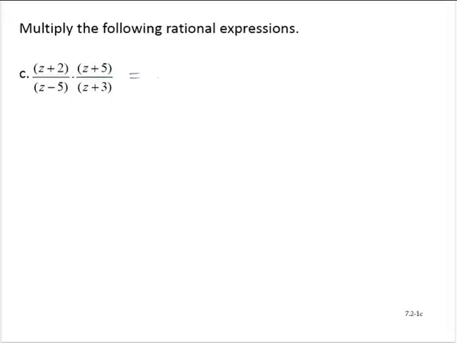So we simply write this as a single fraction of z plus 2 by z plus 5 over z minus 5 by z plus 3. And we leave it like that. There is no need to actually multiply out the numerator and multiply out the denominator.